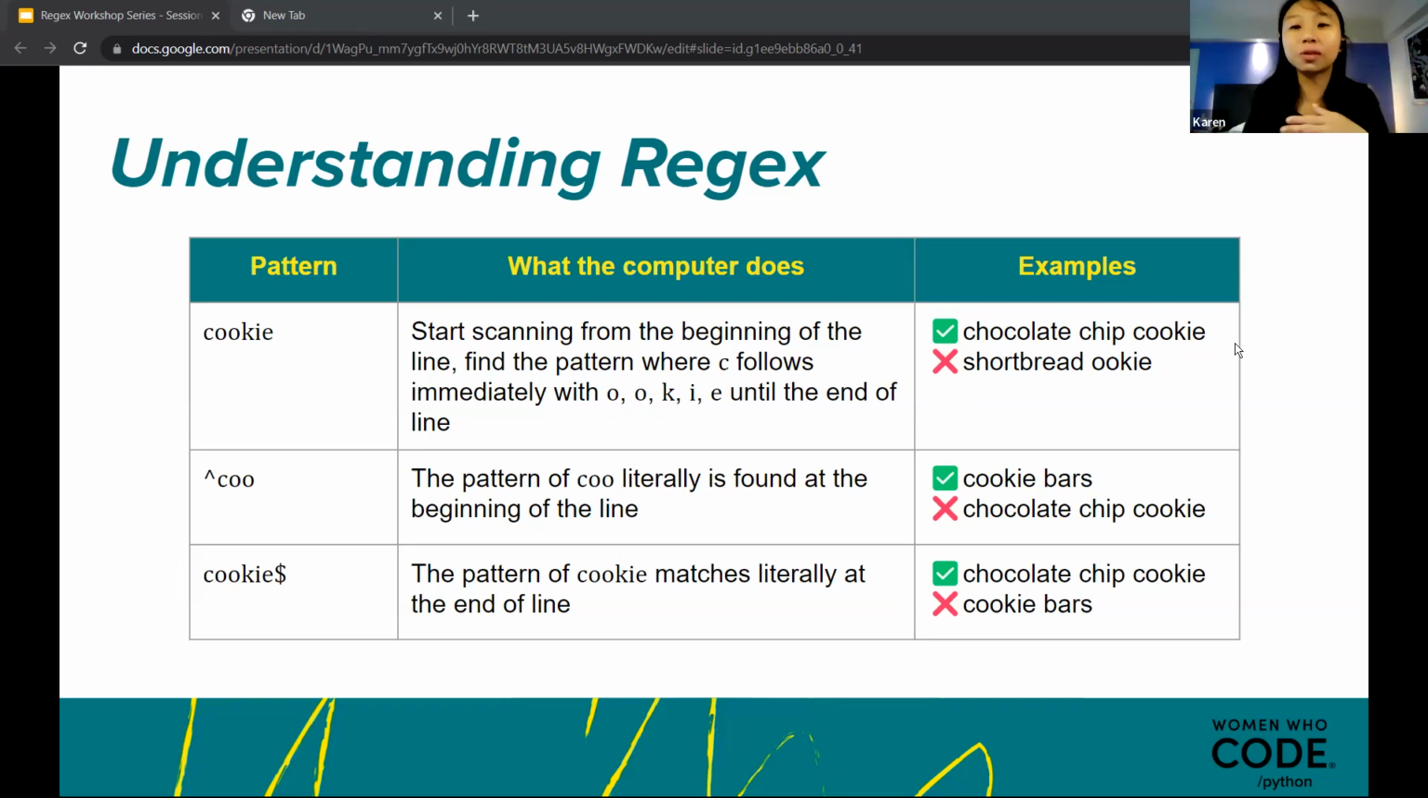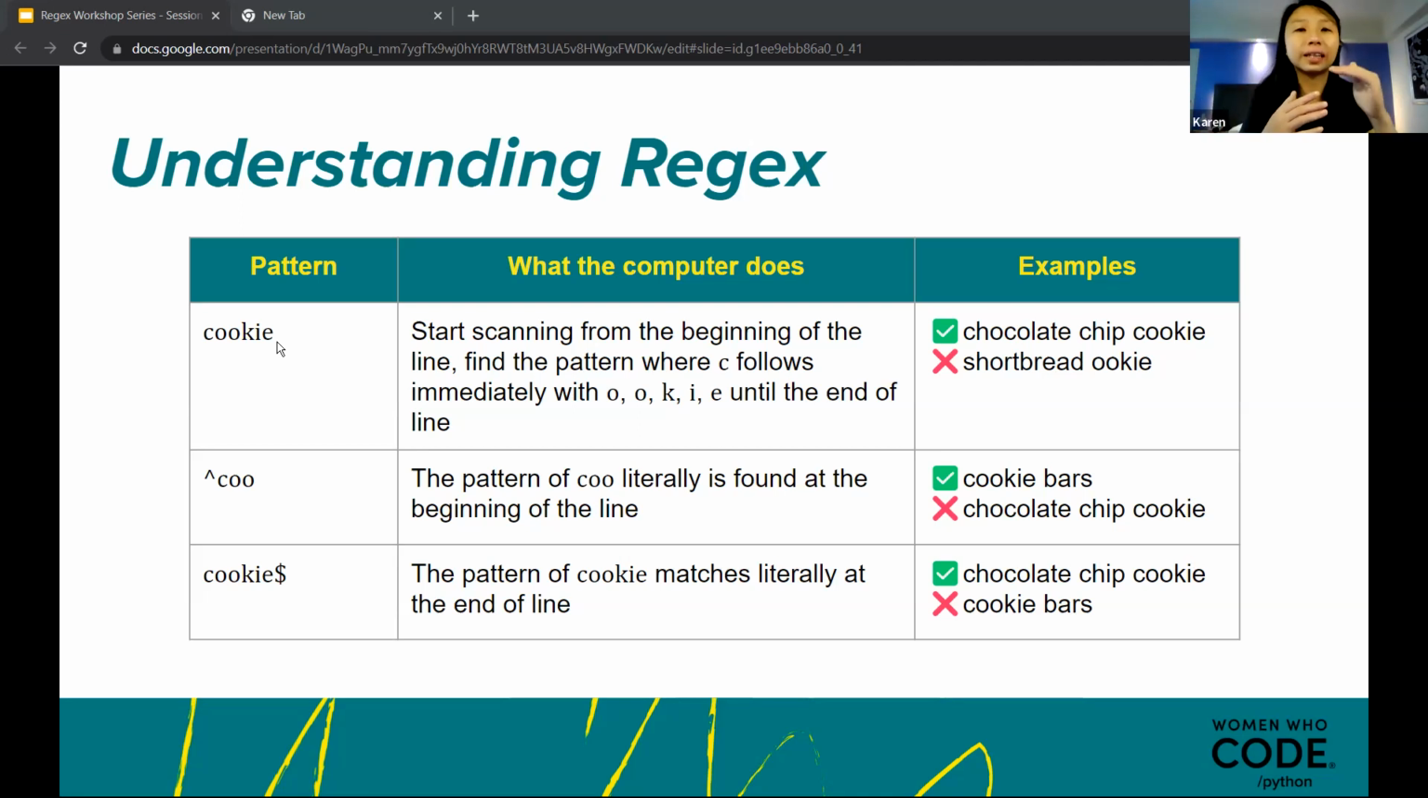So chocolate chip cookie works, but shortbread cookie, if I have a typo, that's what validation is for. It doesn't work, because it doesn't start with a C. So C is for cookie. Just because one letter is missing, the pattern is not findable. Because with cookie, you have to have an exact match to find this word.